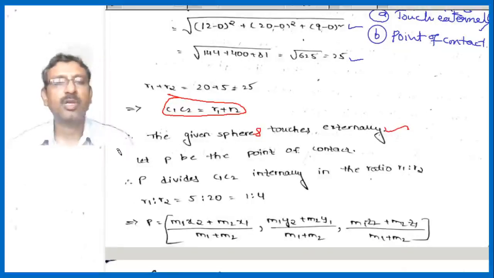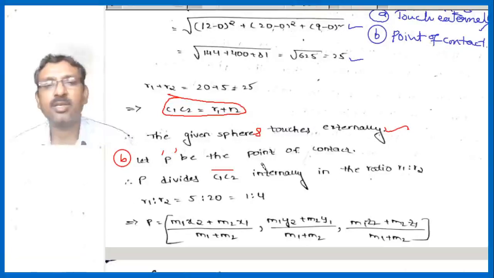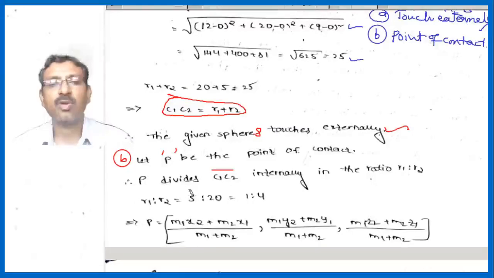So here, the answer for sub question B: we find the point of contact P. The point of contact P divides C1C2 internally in the ratio R1 to R2. R1 is 5, R2 is 20. I am just simplifying this ratio: 5 to 20 is 1 to 4, so we can take 1 to 4 in a simple way.